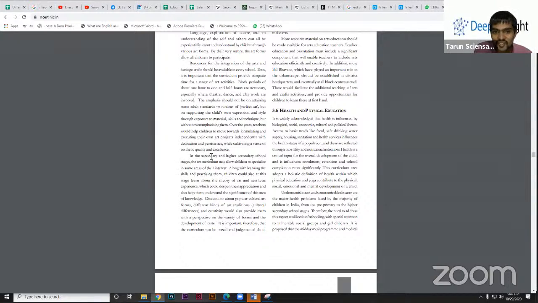Right. In the secondary and higher secondary school, the art curriculum may allow children to specialize in some areas of their interest. Along with learning the skills and practicing them, children could also at this stage learn from the theory of art and aesthetic experience. Do we teach the theory of art and aesthetic experience, which could deepen their appreciation and also help them understand the significance of this area of knowledge?